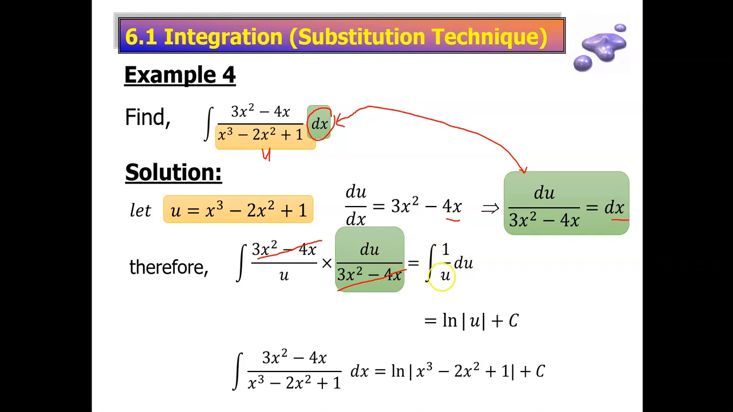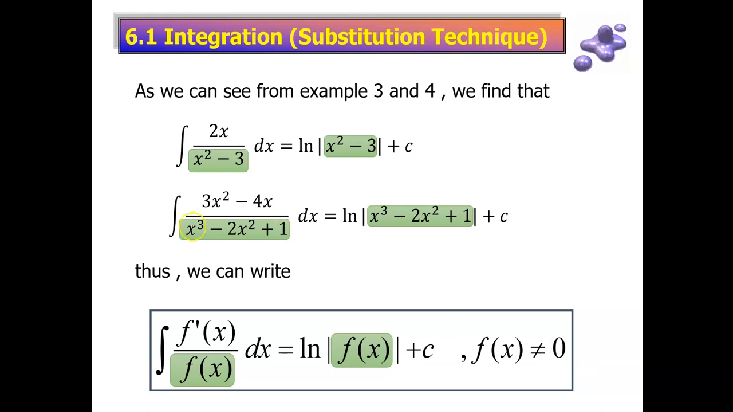And remember, integration of 1 over, you will get ln. Apa sahaja yang 1 per ataupun pecahan, you will get ln bila you integrate. So you have ln u plus c. Okay? And the u, just now, you're going to substitute it back with the x term over here. So it becomes ln of x cubed minus 2x squared plus 1, plus c. That's it.